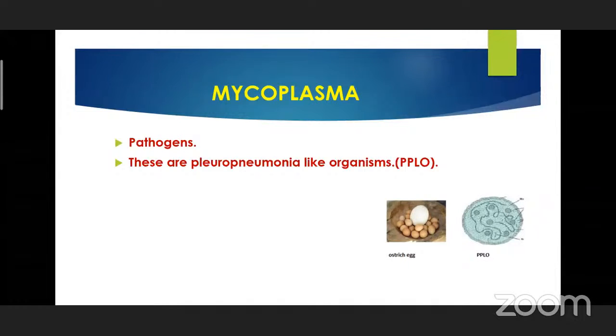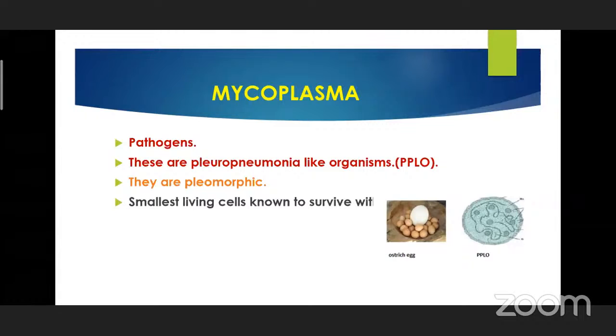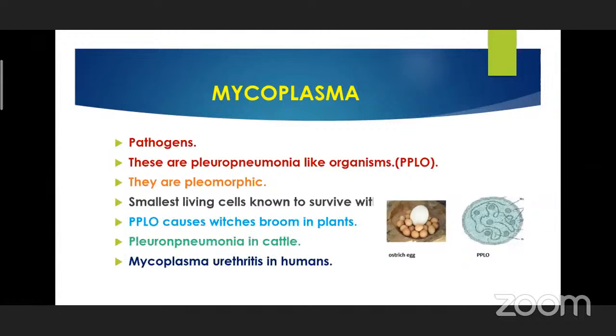These are pathogens. Their work is causing disease, and they are pleomorphic. Their shape will be changing. Let us see what type of diseases they give. They cause witch's broom in plants, pleuropneumonia in cattle, and mycoplasma urethritis in human beings. So this is about mycoplasma, a small group.